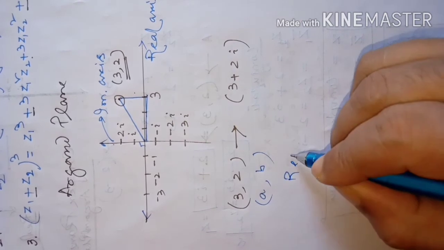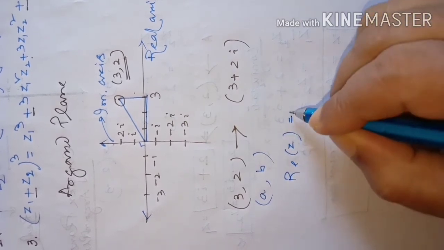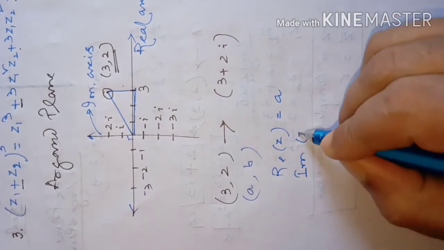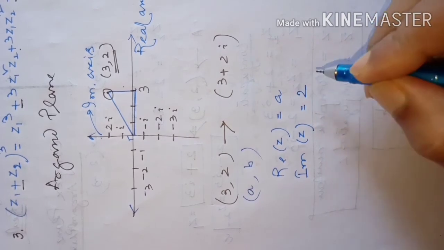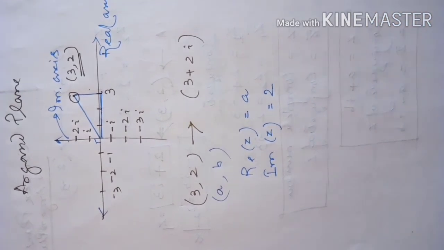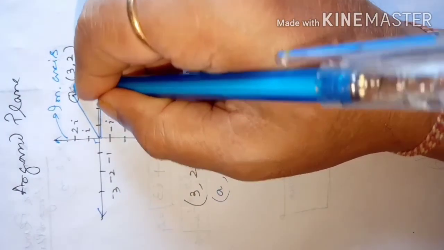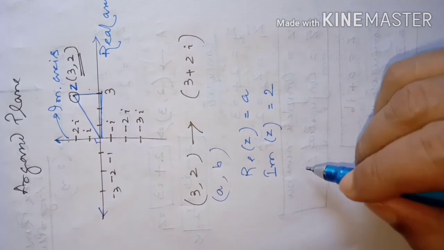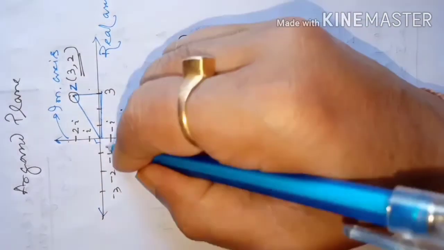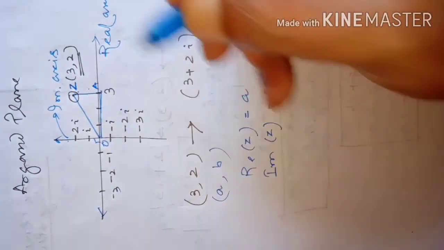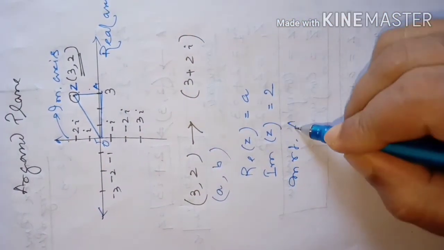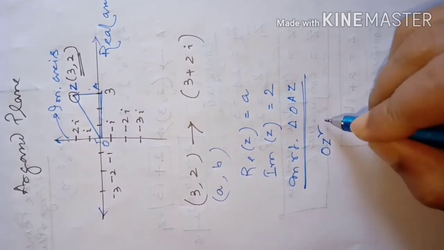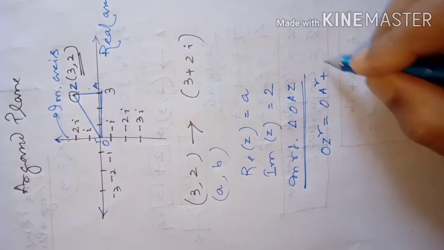So real z is 3, which is denoted by, suppose, a, and imaginary z is 2. Now if I ask you, in the complex plane, what is the distance of the complex number z from the origin? It can be found by Pythagoras theorem. Say this is O, this is A, and this is Z. In right triangle OAZ, OZ square is equal to OA square plus AZ square.